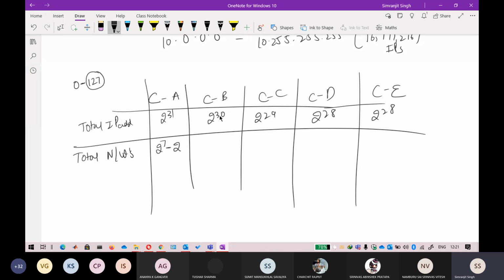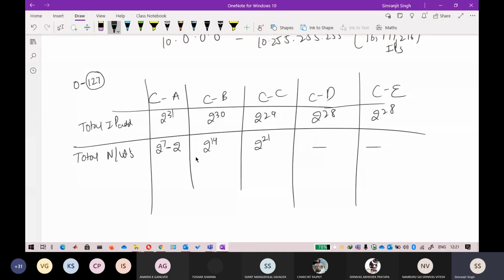Now, in class B, 16 bits are reserved for the network ID part, out of which 2 bits are already fixed. So 16 minus 2 is 14, so 2 raised to power 14 networks are possible. In class C, a total of 24 bits are available, out of which 3 bits are reserved. So total networks are 2 raised to power 21. In class D and E there is no network ID and host ID division, so there are no networks attached to class D and E.